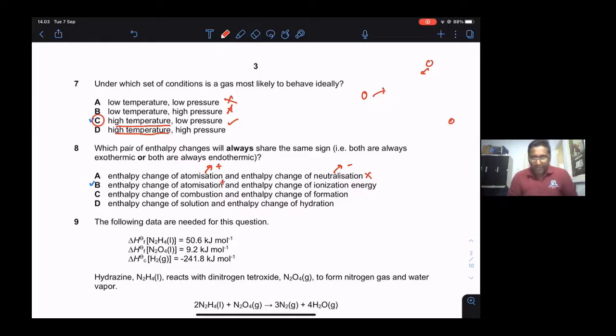Combustion is always negative. Formation, do remember for formation, the sign is either positive or negative. It's not reflected over here. Let me check again. Let me share the screen again.